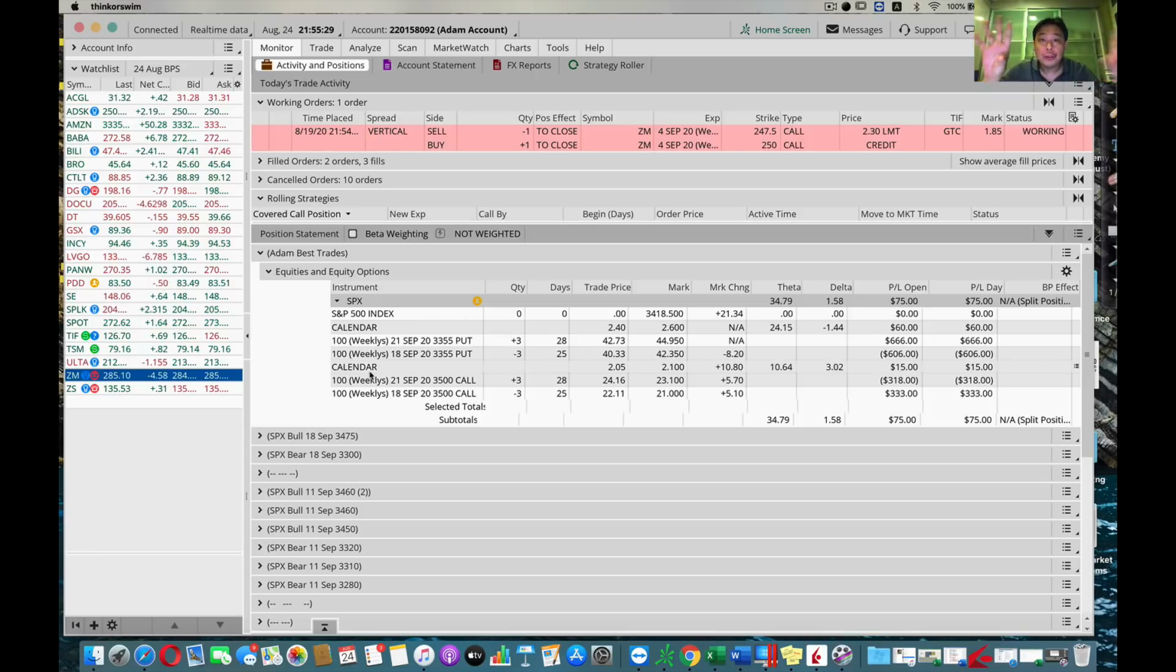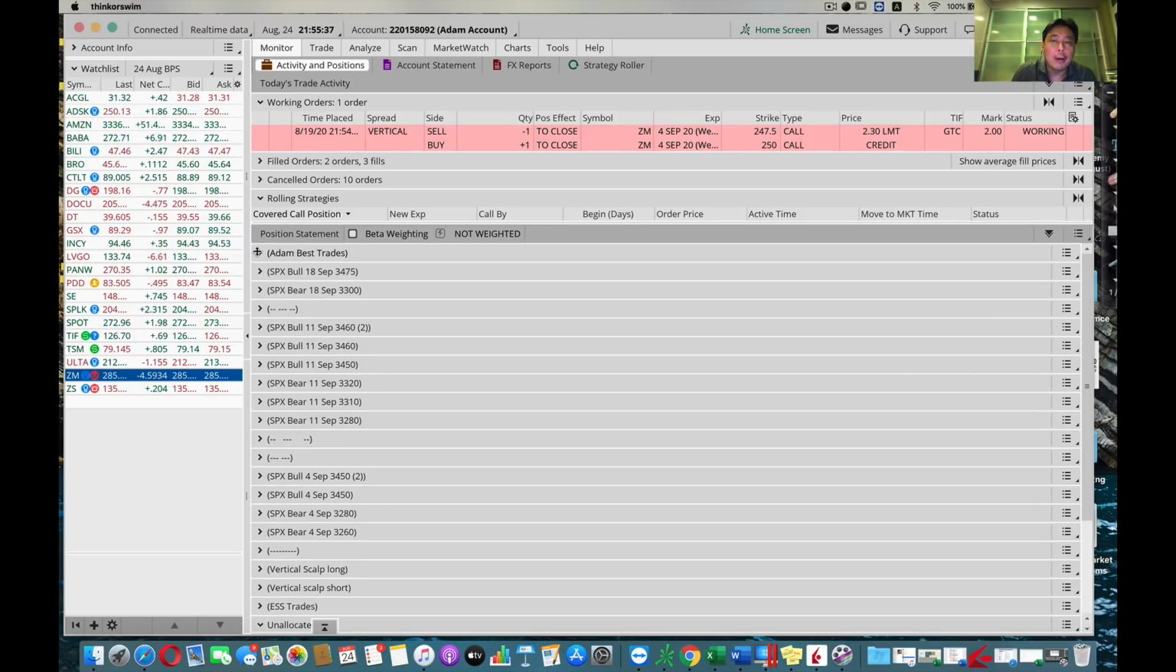You can put them into groups. It could be a long trades group, a short trades group. You can group by strategies, the different strategies that we use, an Iron Condor group and a vertical spreads group. Very, very useful. Let's see, what else can I show you?